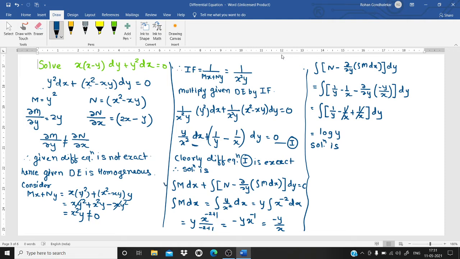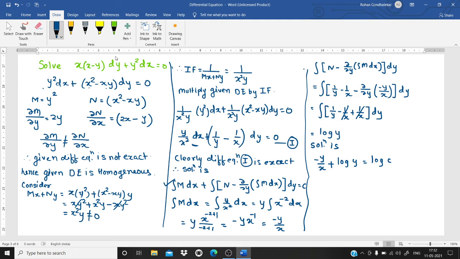So hence the solution is, what is the solution? Look at this formula, integral M dx. So what is the value of integral M dx? Minus y upon x plus integral of N minus ∂/∂y. So what is the answer of it? The answer is log y equals c. Is this okay? Fine. So this is our solution, but in that, as the logarithm is involved, instead of c we can write log c. Again it is a constant.